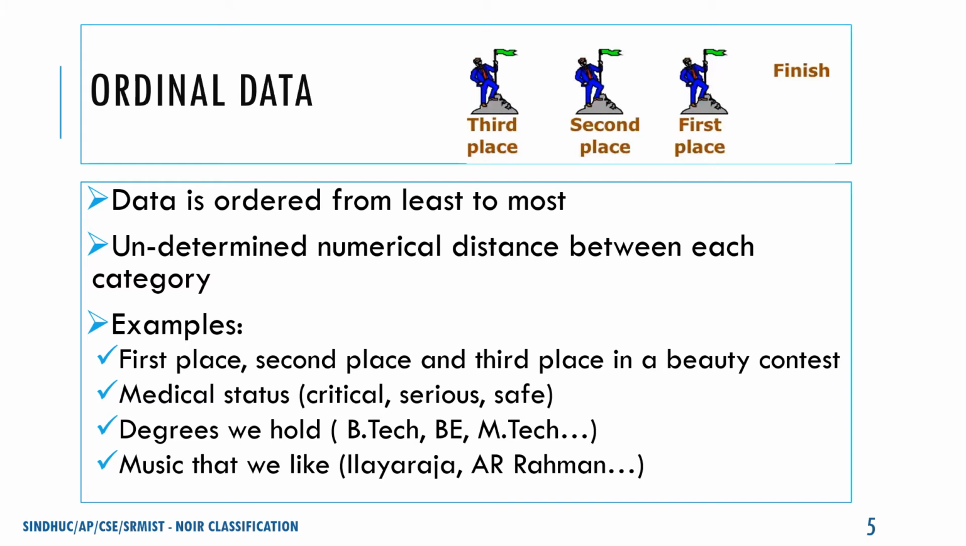Similarly, you can say that a person's medical condition is critical or safe. There is no proper measurable distance between those statuses. And there are several other examples, like the distance between first place and second place in a beauty contest, or the degrees that we hold. We have BTech, MTech degree. What is the distance between both of them? You cannot just determine it by the number of years or something like that, right? Numerically you cannot find a distance between them. Similarly, the music that we like, it can be Ilaiyaraaja music or A.R. Rahman music. How do you measure the distance between how much I like this and how much I like that? Such a kind of data is called ordinal data.